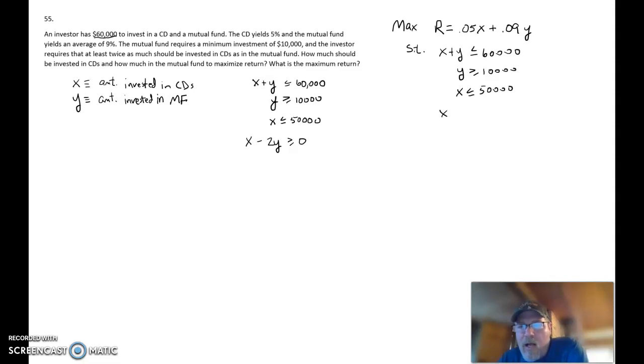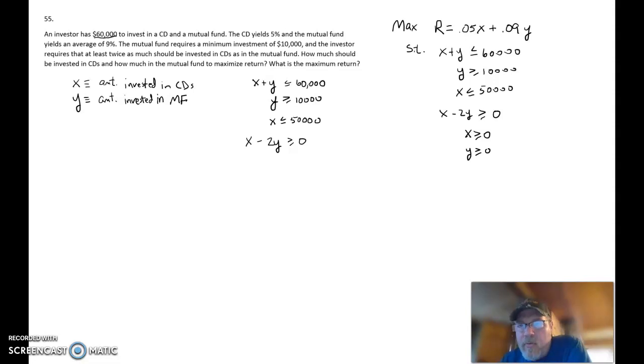X minus 2y greater than or equal to 0. And then we have our implied inequalities of positivity, X greater than or equal to 0, Y greater than or equal to 0. We're going to invest something. You can't invest a negative amount.